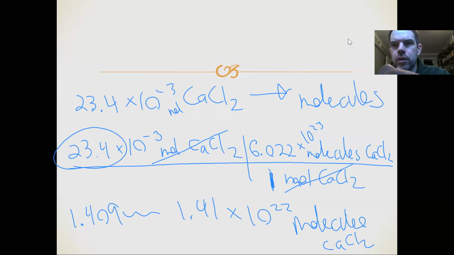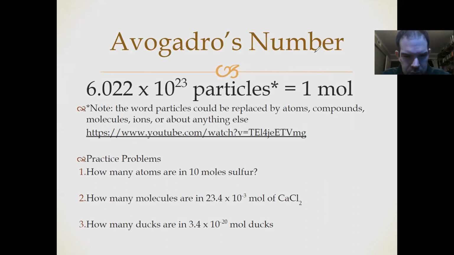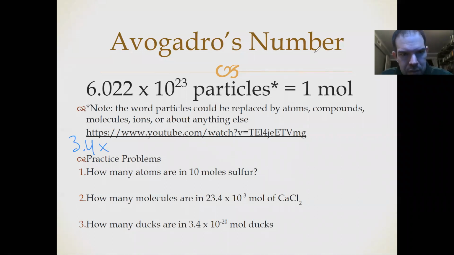Okay, I'm going to go ahead and clear the screen. We'll do one more like that. We'll go ahead and do this ducks one. 3.4 times 10 to the negative 20 moles of ducks. And we're going to go to ducks themselves.